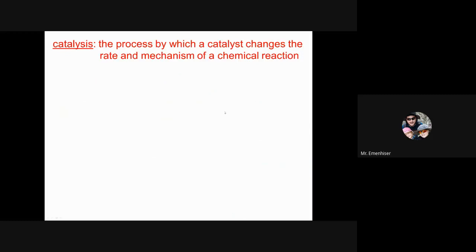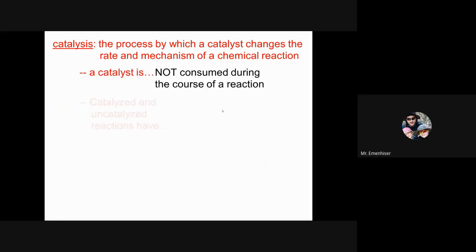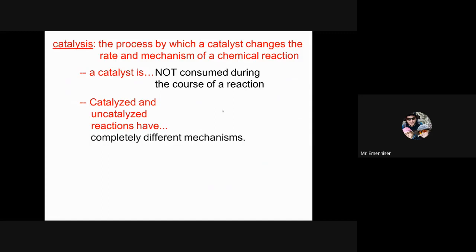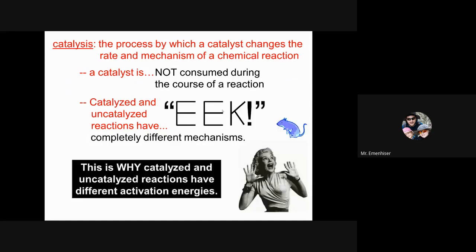A catalyst is going to speed up the reaction by changing the mechanism that it undergoes and speeding up the process. It's going to change the way that we make the activation state. It's not consumed during the course of the reaction. And when reactions are catalyzed or uncatalyzed, it's going to have a completely different mechanism. This is why catalyzed and uncatalyzed reactions have different activation energies, because it's going to change the reaction pathway.